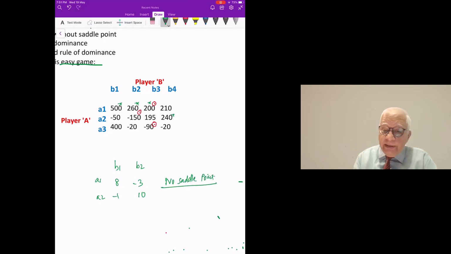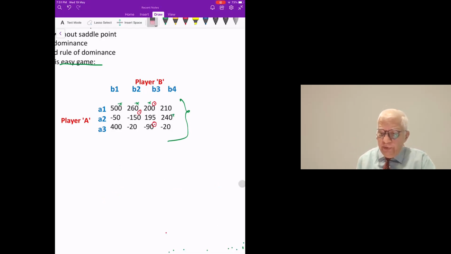When there is a saddle point, like the first game which we have seen, that number was 200, and the strategies were A1, B3. One way of writing the strategies I showed you. I'll show you another way of writing the solution of the game. Player A, which strategy are you recommending to player A? A1 strategy. So A has A1, no A2, no A3. So 1, 0, 0. What does 1, 0, 0 mean? The proportion of A1, A2, A3 should be 1, 0, 0.